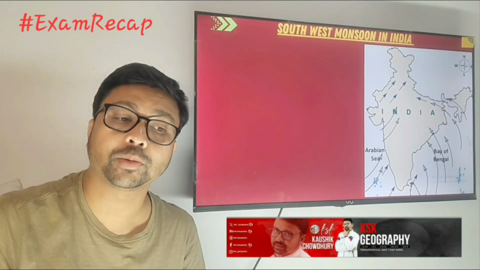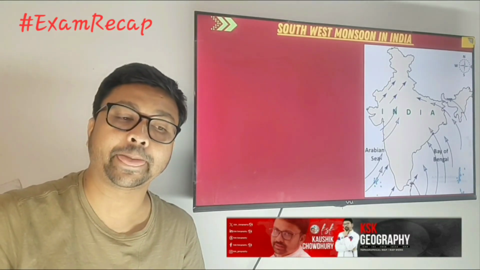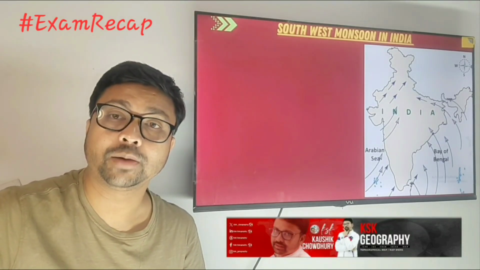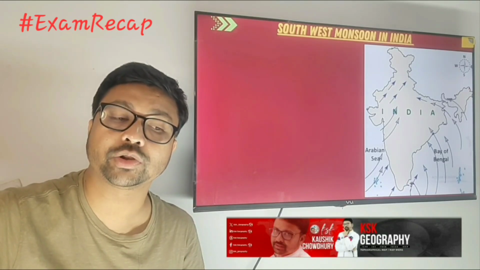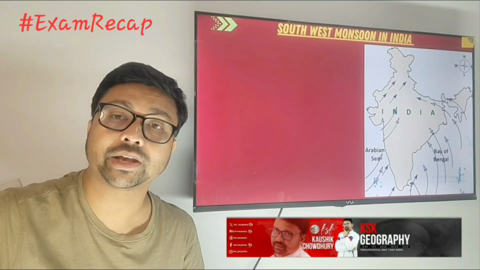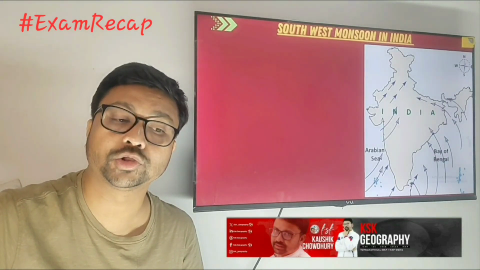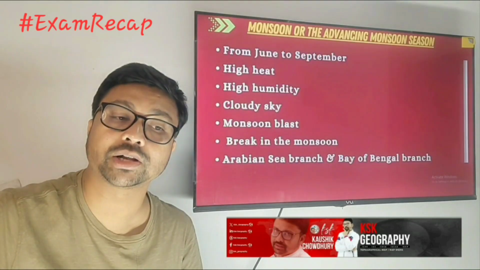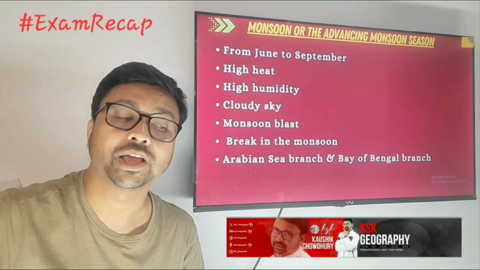Now by the end of June, both the winds, the Arabian Sea branch and the Bay of Bengal branch, will join with each other and develop the monsoon trough. During this time, there will be rainfall but with frequent gaps, so that's why it is called the break of monsoon. At the initial stage, when it creates more rainfall in the month of July, it is called monsoon burst, and during August and September, it is called the break of monsoon. After that, at the end of September, when the sun's position shifts towards the south, it will start the next season, that is the retreating monsoon season.